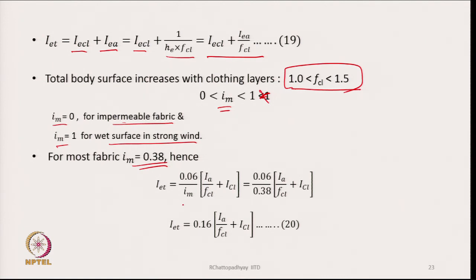Hence, Iet is going to be this, and if I put the value of Im for most fabric, 0.38, which is here, it becomes 0.06 by 0.38. So, Iet becomes this now, provided I know that the value of Im is 0.3. So, same equation, we are only replacing it, putting the value of Im for a normal fabric. People have found this out by doing experiments. And this is what we get.